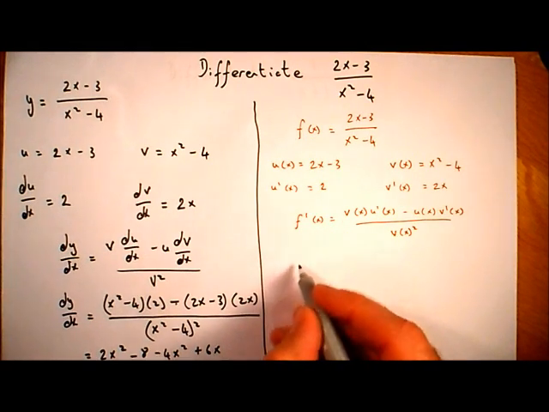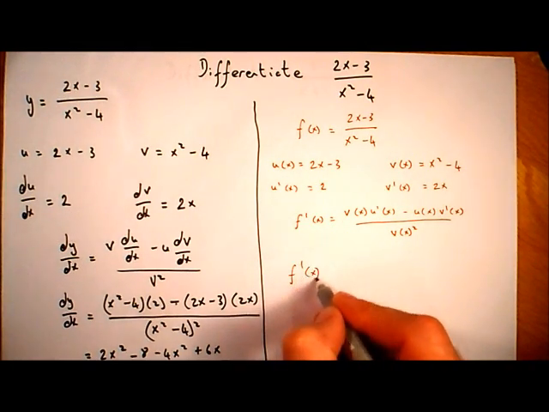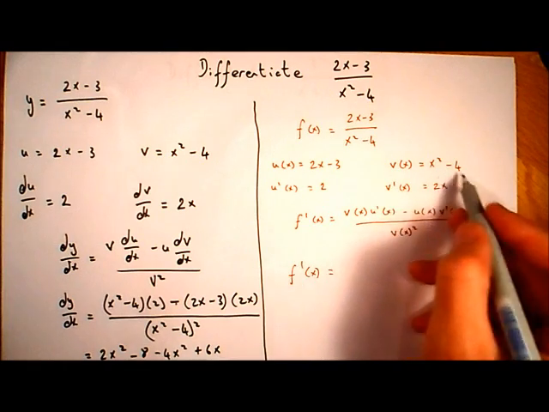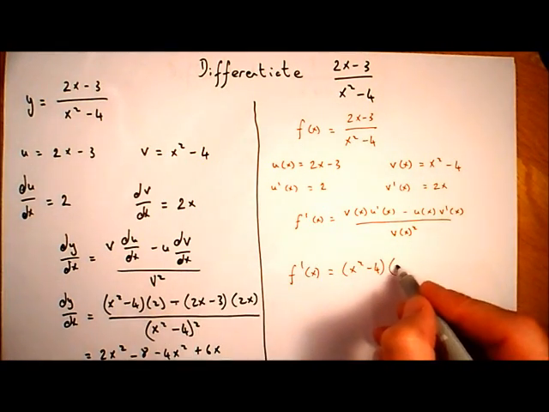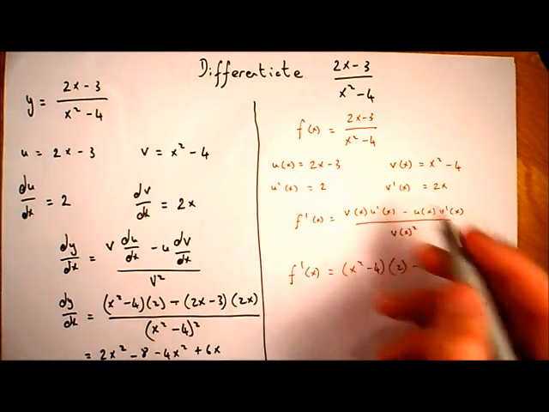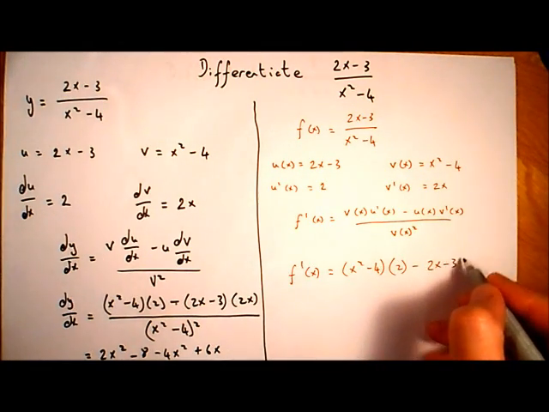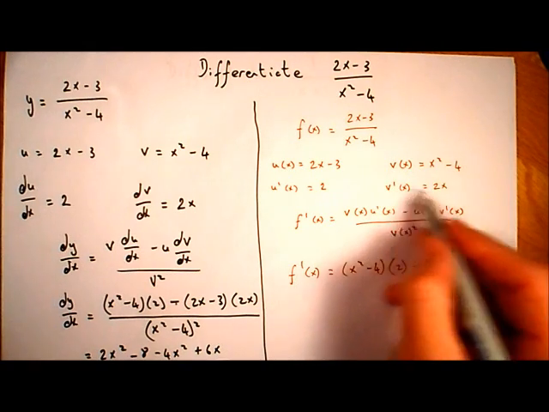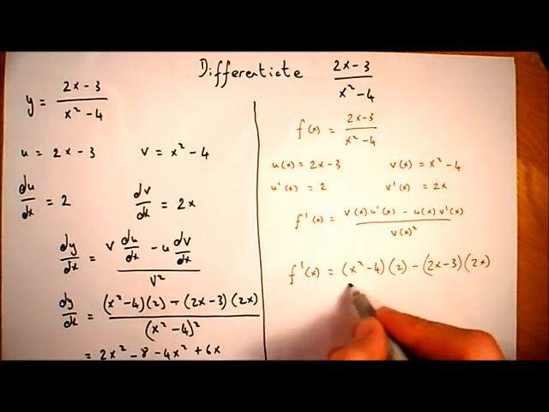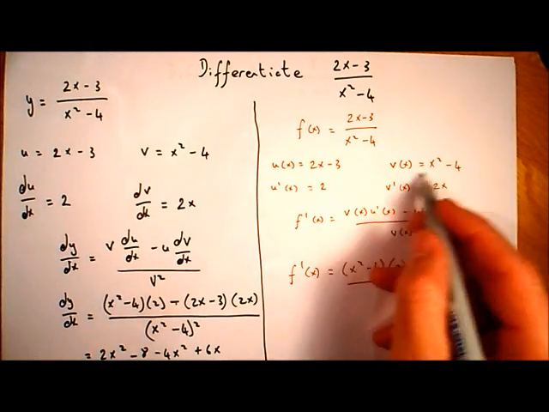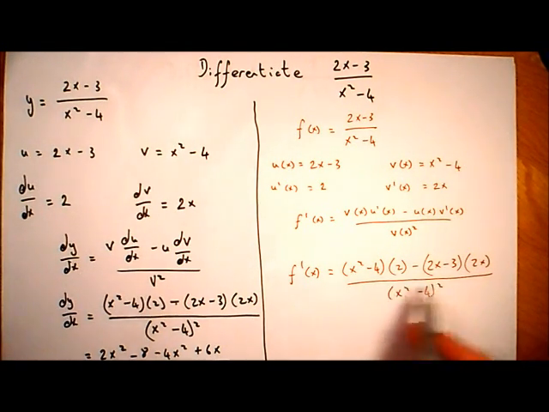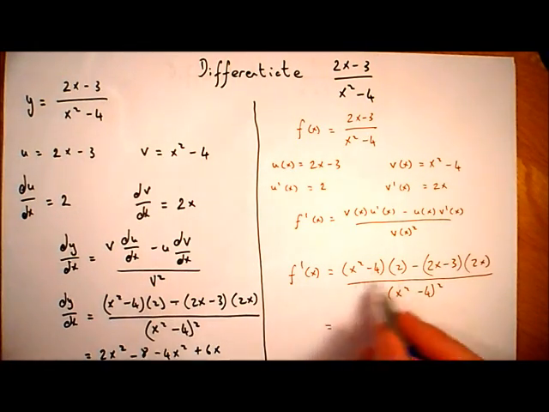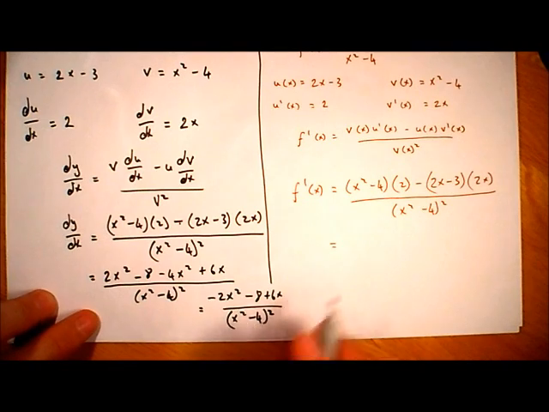Okay, so let's just fill into that. So we've got f dash of x is equal to v of x, so x squared minus 4, times u dash x, so times 2, minus u of x, 2x minus 3, times v dash x, so times 2x, all over v of x squared, so v of x is this, so x squared minus 4 all to be squared. And this line here is exactly the same as this line over here. So that means when I simplify all of this, I get the same thing as I have down here.